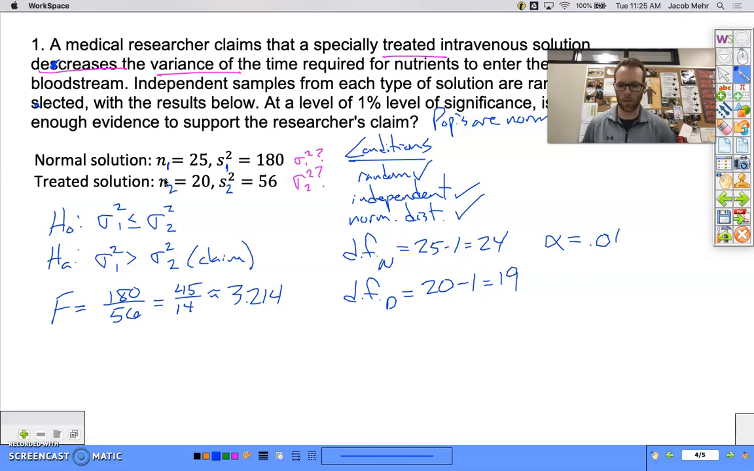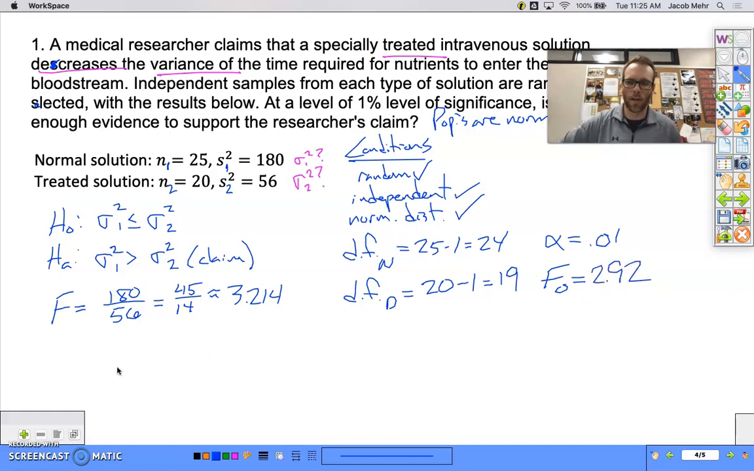So now I'm going to go to my book here and my table to find that. Make sure that you're on the right table where the level of significance is 0.01. For me, that's on A21. I am going to look across the top to find 24 degrees of freedom. I'm going to go down the side to find 19 degrees of freedom. And I see 2.92 is our critical F-score.